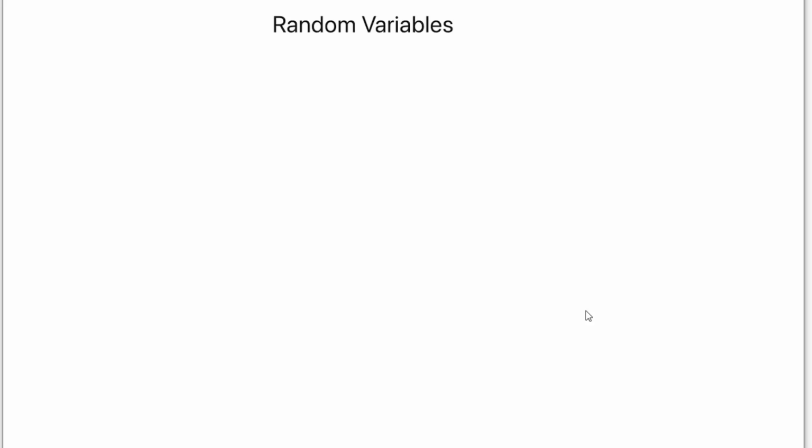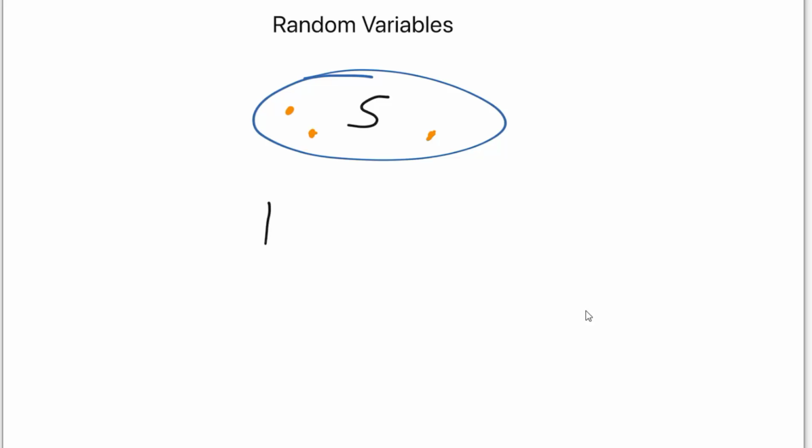So what are random variables? Random variables, very simply, are just a function from the sample space to the reals, or the real number line. So here's an example. Let's just say that this is our sample space. I'll put in an S so we know that's the sample space. And we have different outcomes inside of our sample space, okay? Like this.